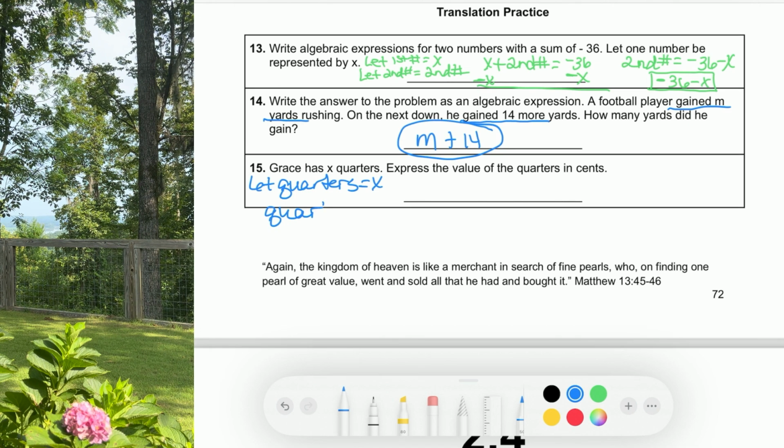So quarters are 0.25, okay? Express the value of the quarters in cents. The problem is we don't know how many quarters. So we need to write an expression that will demonstrate a way to find how much money she has, even though we don't know the number of quarters. So how we would write this is 0.25 x. So the 25 cents times the mysterious number of quarters would give us how much money she has. So this would be our expression.